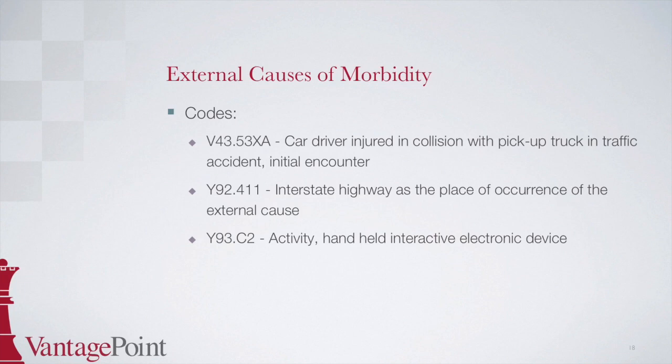Our last code is Y93.C2, activity handheld interactive electronic device. Remember, it is important to capture cell phone use if it applies to the patient's injury. To locate this code, go to the index to external causes and then find activity, which has involving in parentheses. Go down to cellular and then telephone, which points to Y93.C2, which you would then confirm in the tabular. We don't have a code for status since we don't know that this person was on the job when the accident occurred.